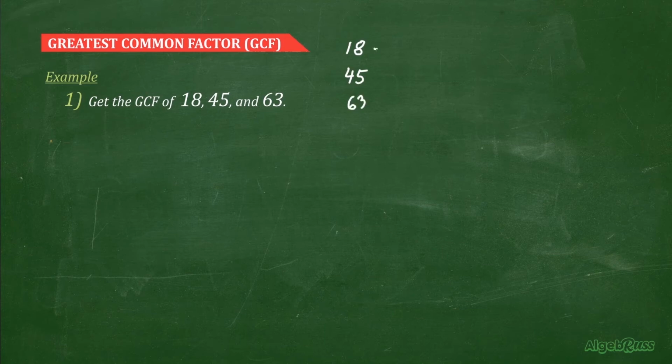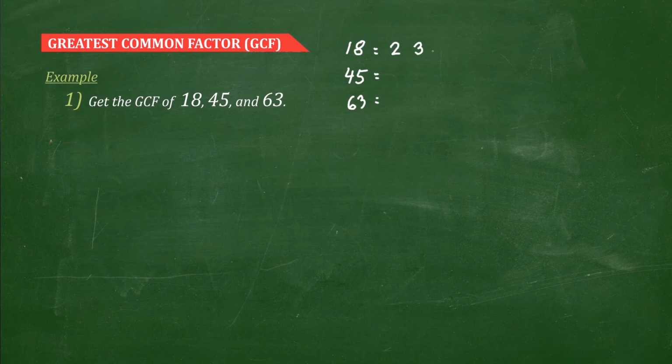And then, list all their prime factors. Let's start with 18. 18 is divisible by 2, so let's write 2 here. 18 divided by 2 is 9. 9 is not divisible by 2. However, 9 is divisible by 3. So we write 3 here.